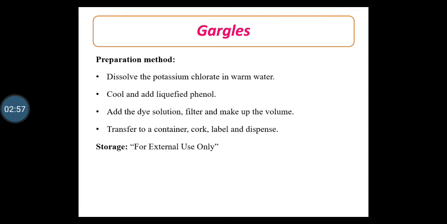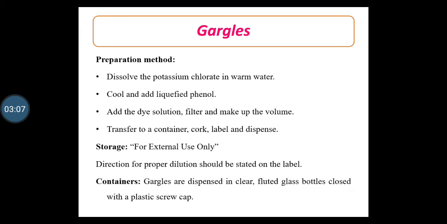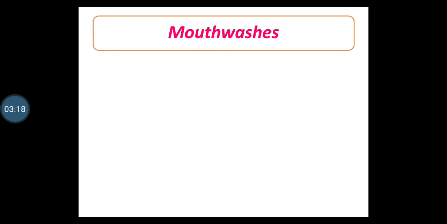The storage condition or direction given on the gargles are for external use only. Directions for proper dilution should be stated on the label. The container used for gargles are clear fluted glass bottles closed with plastic screw cap. This is all of the gargles. Now the next dosage form we are going to see are mouthwashes.